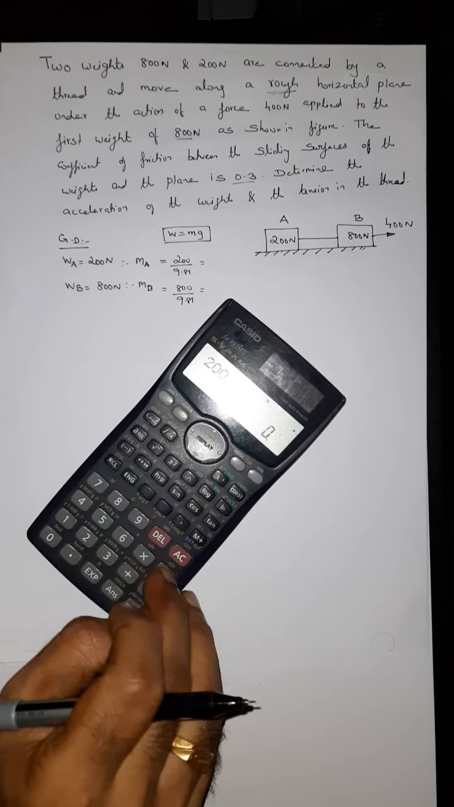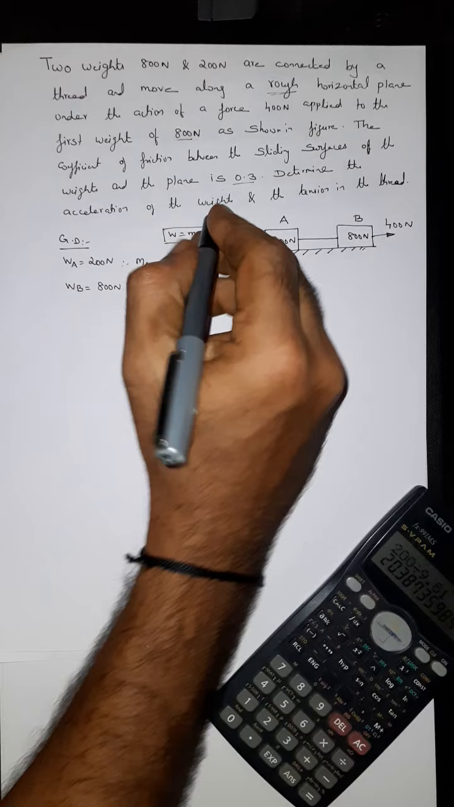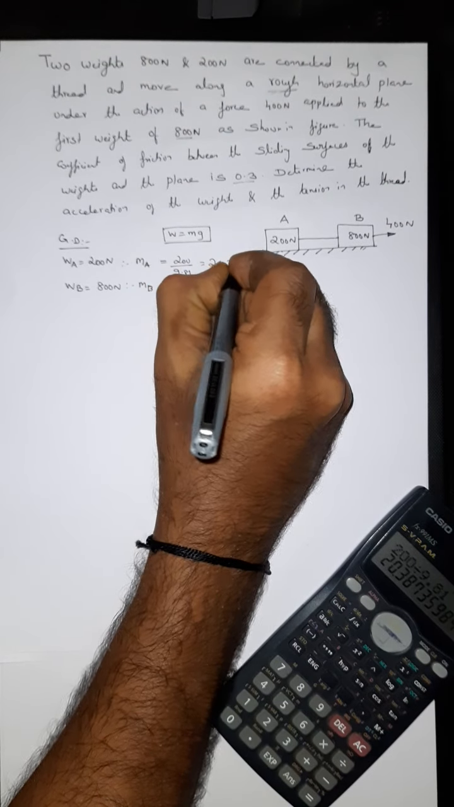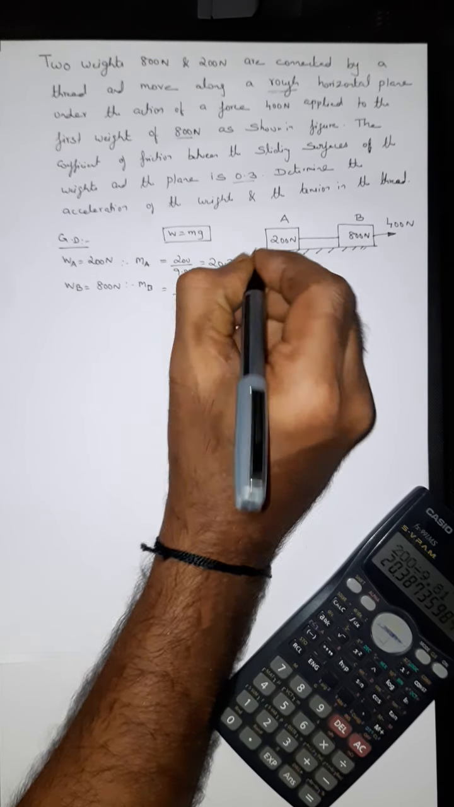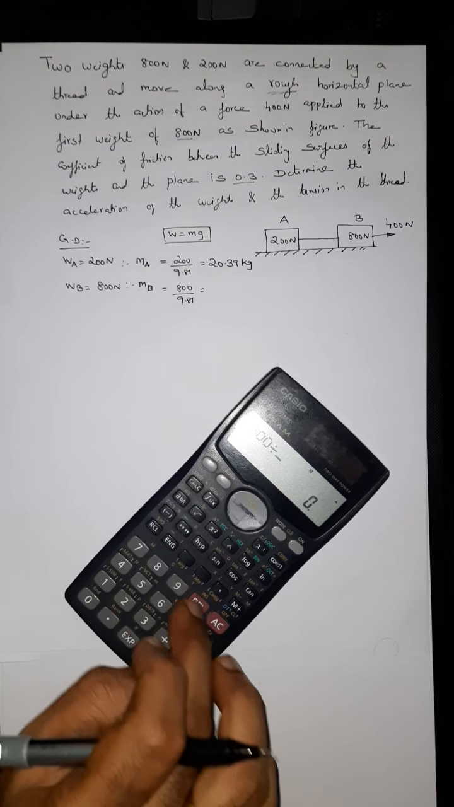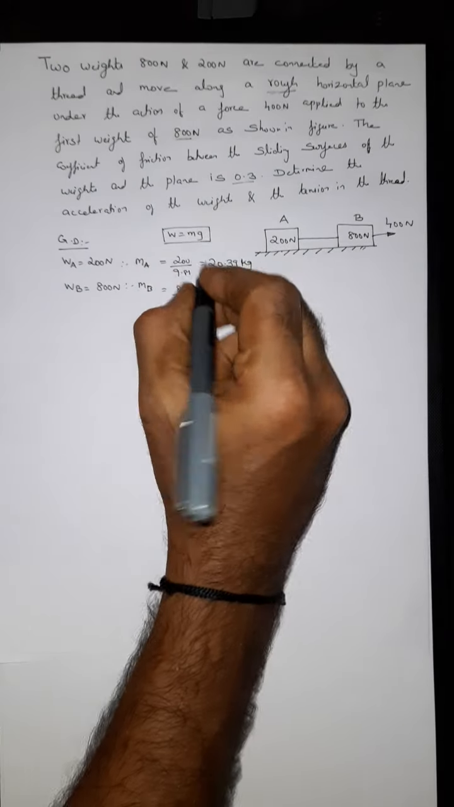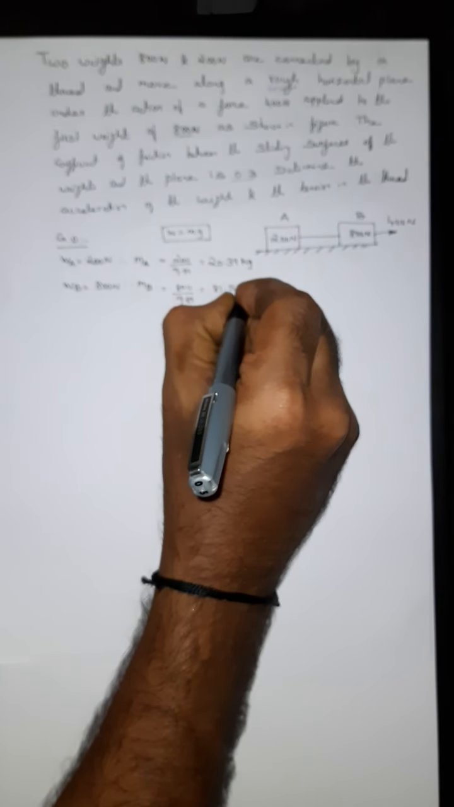So 200 divided by 9.81 is 20.39 kg. And 800 divided by 9.81 works out to 81.55 kg.